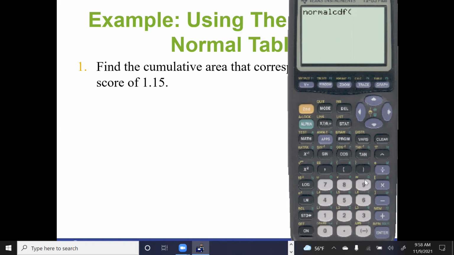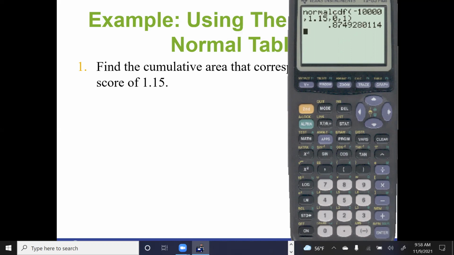So first things first, all the cumulative scores, since we're going off to the left, I'll help you guys in a second. Here's a funny thing. I'm going to put in negative 10,000 because I want to go to the far, far left of my Z score. We good? And I want to go all the way up to 1.15. Put another comma in. My mu is 0 and my standard deviation is 1. And close off that parenthesis. Click enter, and you should have something that we just got before, 0.8749.